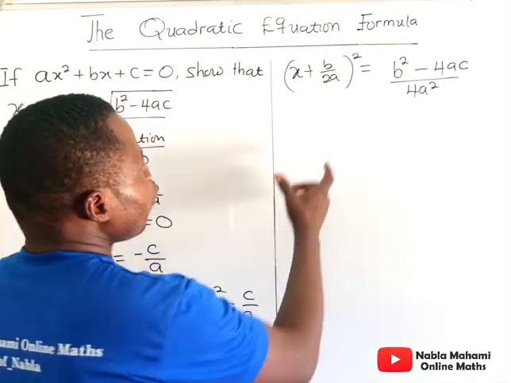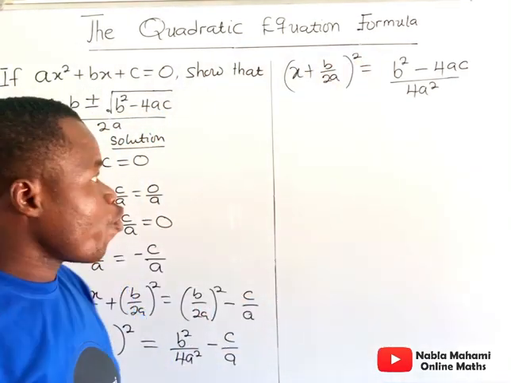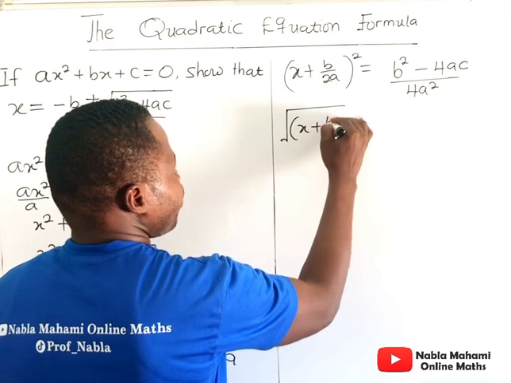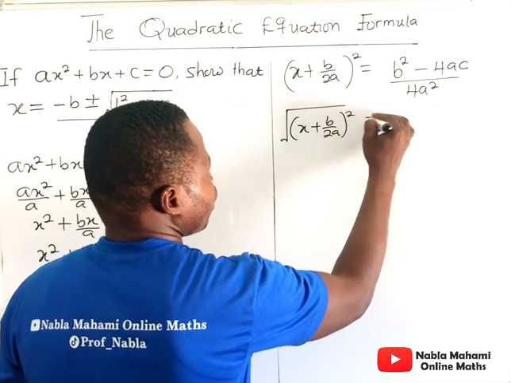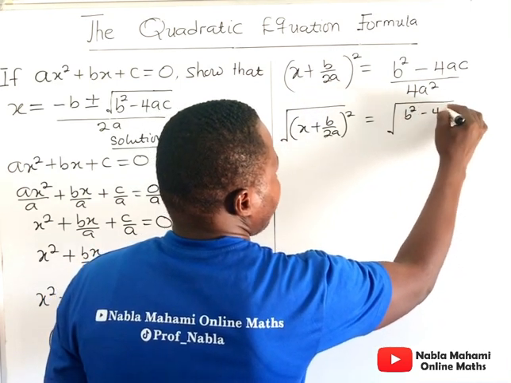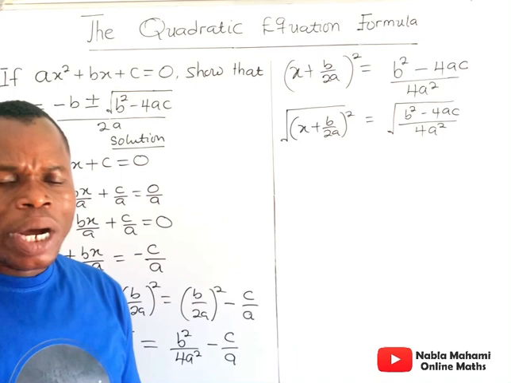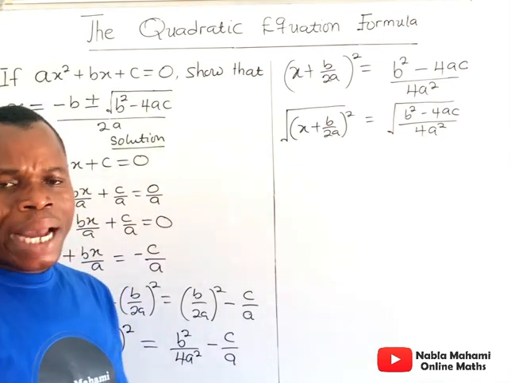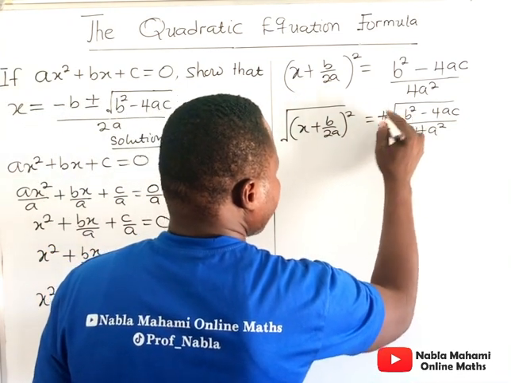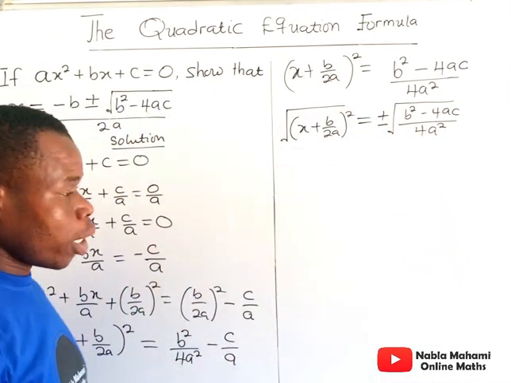Now, from this point, I have to take square roots on both sides so that this one will go off. I will now have square root of x plus b over 2a all squared is equal to square root of b squared minus 4ac all over 4a squared. But here you have to take note of something. When you are taking square root of a number, the result can either be negative or positive. So what it means is I have to write here plus or negative, since I'm taking the square root sign to that particular side.